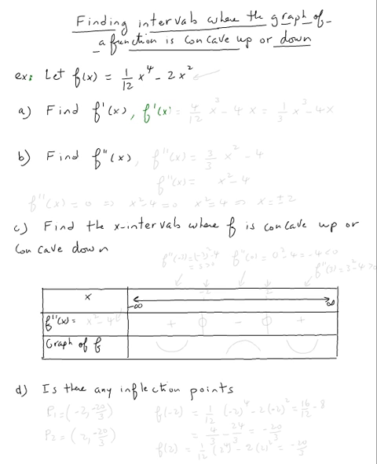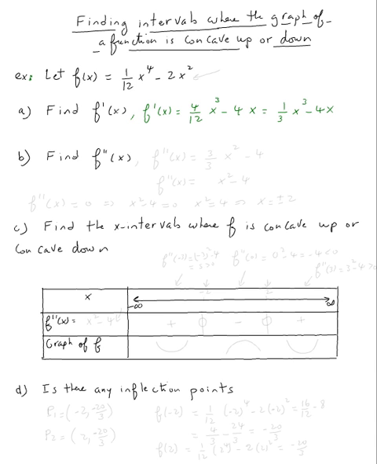So the derivative will be 4 times 1 over 12, which is 4 over 12 x, and then 4 minus 1 will be 3. Minus 2 times 2 is 4x, 2 minus 1 is x. So this will be equal to, just simplify it, divide by 4, you get 1 over 3 x cubed minus 4x.